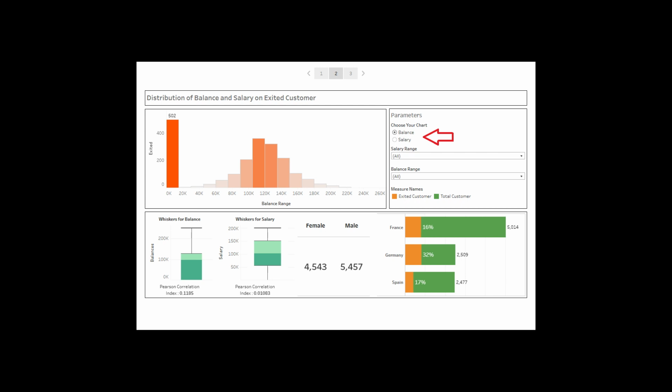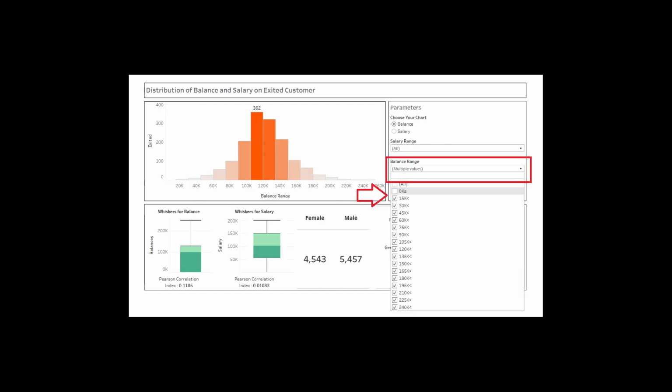Now, let's try to remove the balance range between $0 and $15,000. As you can see, the distribution of other exited customers appears to be normal. This may suggest a lower level of attachment among customers with a lower balance toward our banking product. Now, we revert the filter back to the original state so we can proceed with exploring the unique insight I found within the country filters.